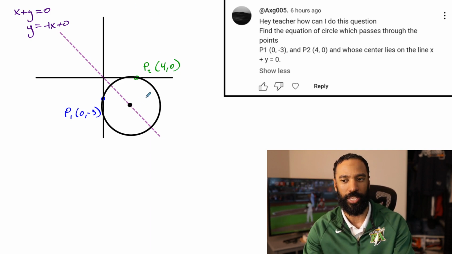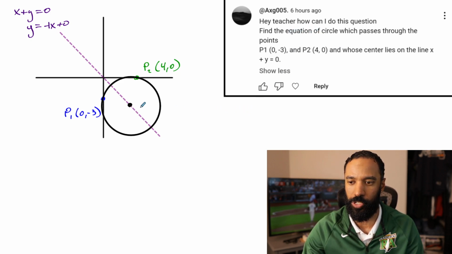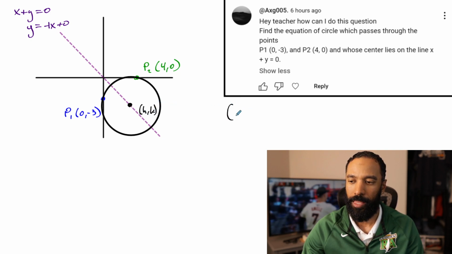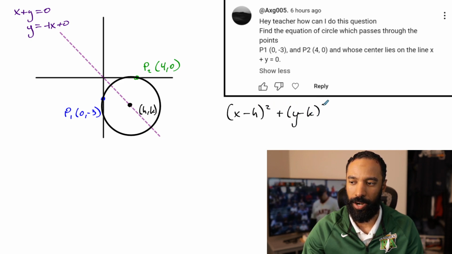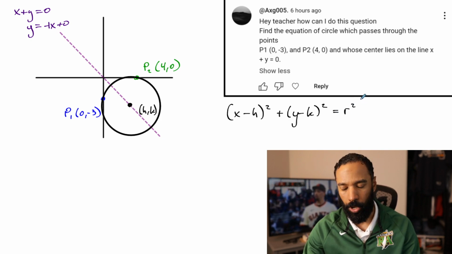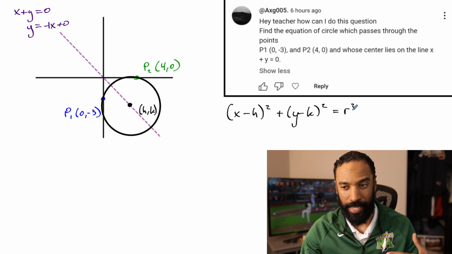And we've got to find out what that center is, because they asked to write the equation of a circle with this. Now, the equation of a circle, if the center is at some (h, k), like that, looks like (x - h)^2 + (y - k)^2 = r^2. Our goal is to determine what that center is and what that radius is.